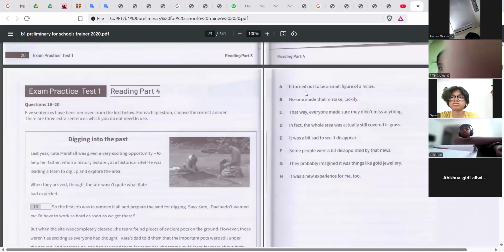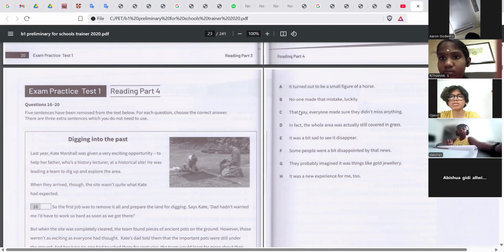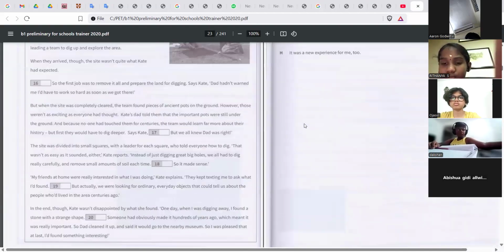So 18, sir, is like CS in CAT. That way everyone made sure they went for a small hole assigned to each one of them, instead of many people working on big holes, right? Very good. So shall I continue? Okay, yeah, go ahead.